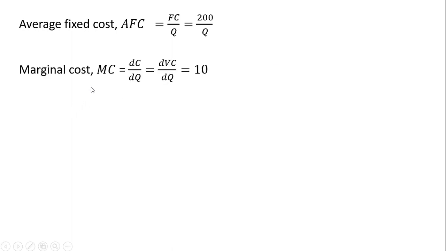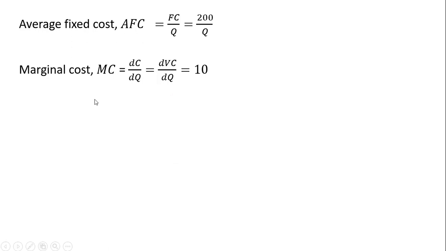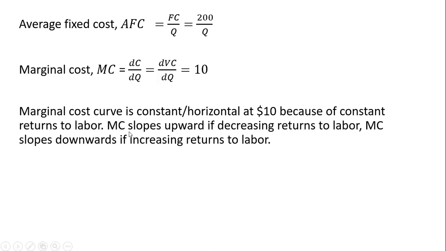And finally, marginal cost. For marginal cost, we're going to take the derivative of the total cost function with respect to output, which will also equal the derivative of the variable cost function with respect to output. In this case, we get $10. So marginal cost will be constant at $10. It'll be horizontal, just like average variable cost. In this example, marginal cost is constant because of constant returns to labor. Marginal cost would slope upward if we had decreasing returns to labor, but we don't have this in this example.